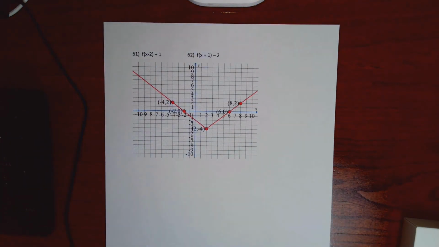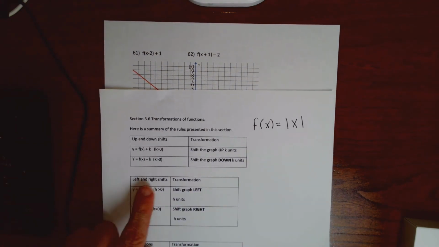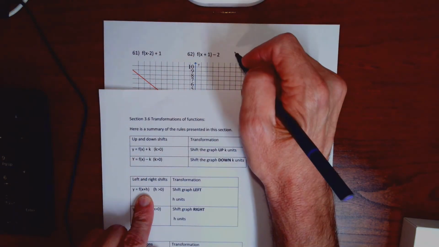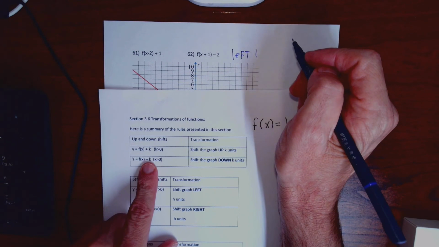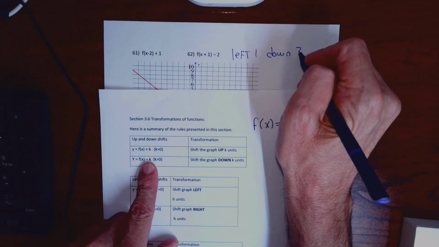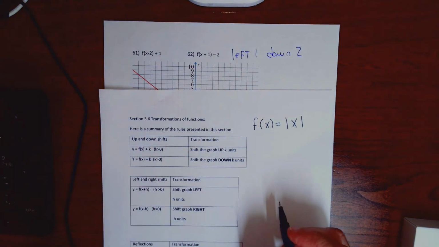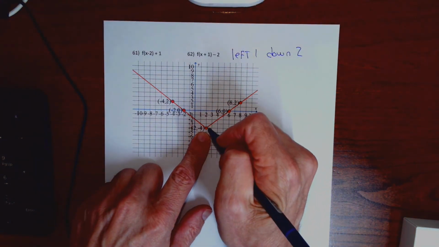For 62, I gave you a graph of f of x, and I want to find f of x plus 1 minus 2. The plus in the parentheses is going to move the graph left 1. The minus afterwards is going to move the graph down 2. So what I'm going to do with each point is I'm going to drag it left 1 and down 2, make a new dot, and then connect them all up with the same shape. So start with a little kind of vertexy thing here.